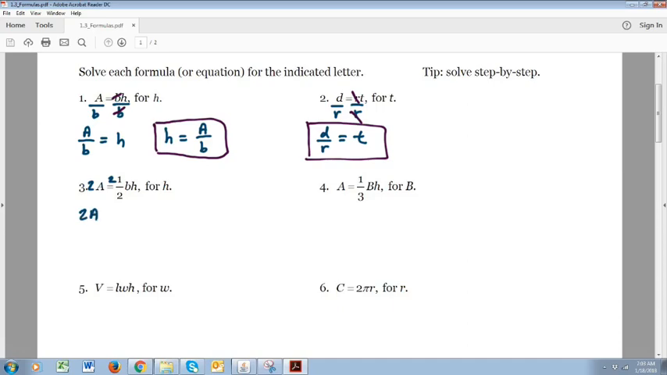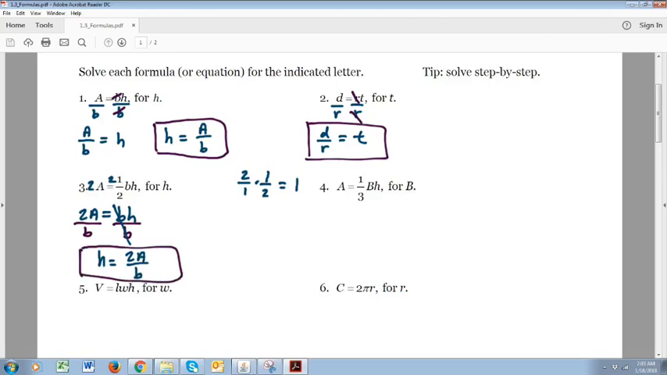We're going to get 2a on the left. Now keep in mind, when you multiply 2 times a half, you get 1. They're reciprocals. Reciprocals always have a product of 1. So what you're left with is 2 times a half, which is 1, times bh. So we get bh on the right. And so now we need to get h by itself. We've got to get rid of that b. We'll divide each side by b. The b's cancel. We're left with h equals 2a over b.